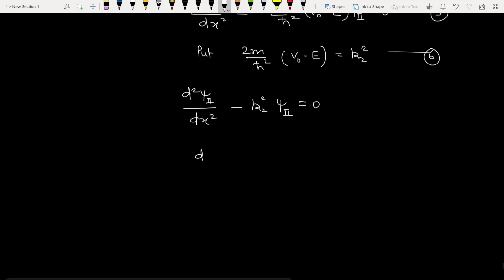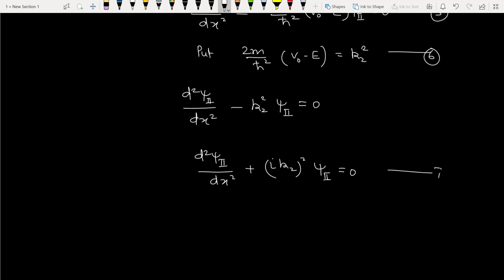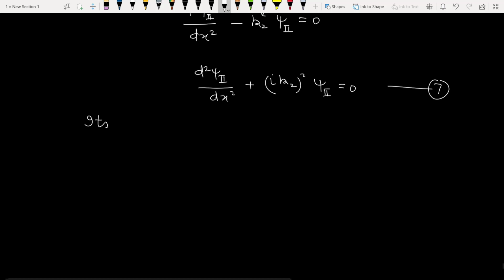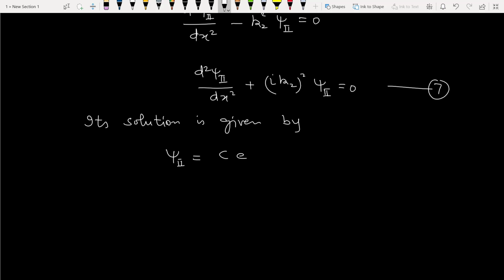So we can rewrite it as d2psi2/dx2 plus iota square k2 square psi 2 equal to 0, because iota square is equal to minus 1. So its solution is of the form psi 2 equal to C e raised to power minus k2x plus D e raised to power plus k2x. We mark this as equation number 8.